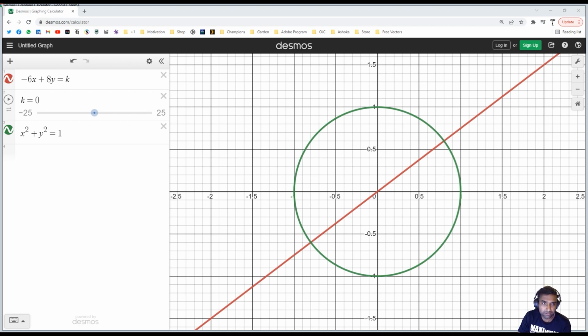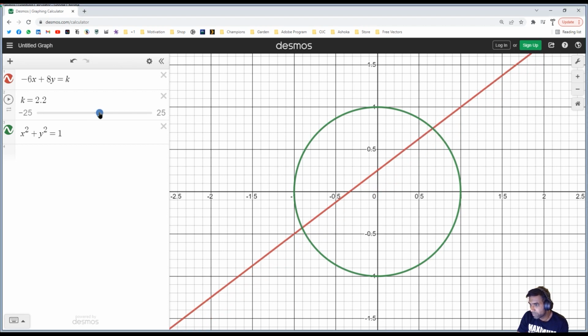Looking at that first equation, that's a straight line, and the x squared plus y squared is just a circle. Now when k is equal to 0, you can clearly see that there are two solutions here, right? But what happens as we move k?